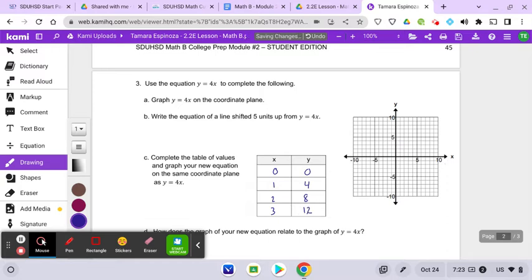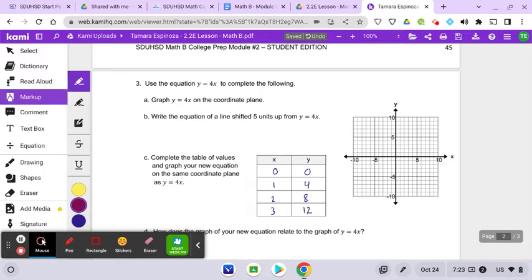Okay, so I'm graphing my first one. I know it has a y-intercept of 0. It has a slope of 4, so it goes up 4 over 1, up 4 over 1. I get enough points to where I'm comfortable graphing that line.